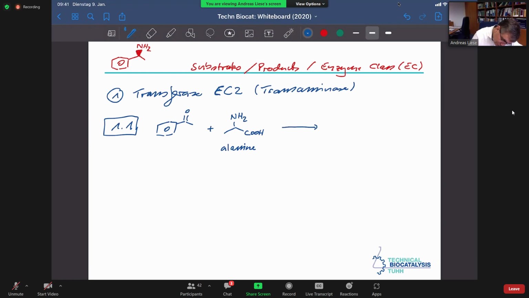Then for sure we will use the transaminase, or EC 2 you can draw on top of the line. And then we're generating this product. So this product in that chirality. So therefore, we are now drawing our product, and we're happy that we can produce it.